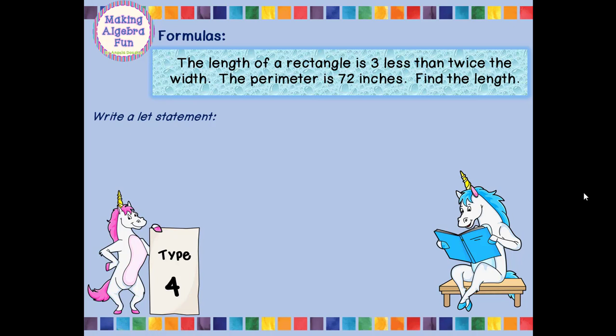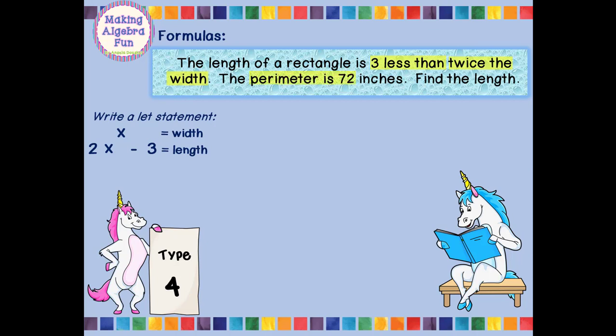Now let's write a let statement regarding the length and the width of this rectangle. The width is the one that we don't know anything about, so I'm going to start with that and call it x. The length, they give us some information. They say it's 3 less than twice the width. So 3 less than means minus 3. And twice the width means 2x. So it's 2x minus 3. So we're going to call our width x, and we're going to call our length 2x minus 3.